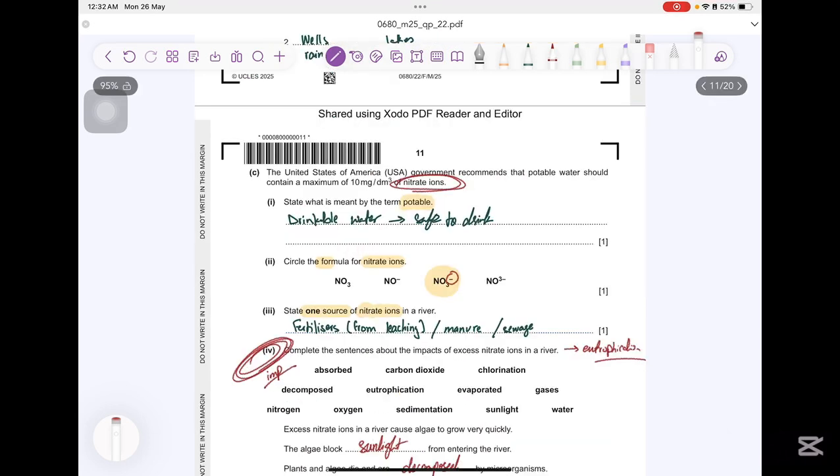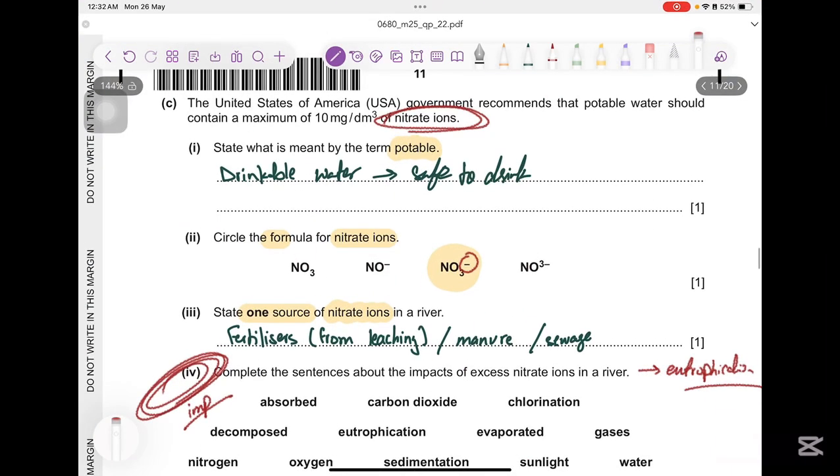The United States of America government recommends that potable water should contain at least 10 milligrams per decimeter cube of nitrate ions. What does potable mean? Water that is drinkable, or water that's safe to drink. Find the formula of nitrate ions. Don't do this. I was tempted to choose this, but then I saw the negative sign, okay? If you did not find the negative sign, you can choose this one. But since they give you the accurate one with the negative sign, then choose that, okay? Choosing this won't be correct.